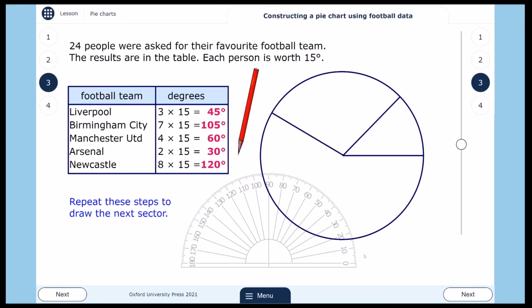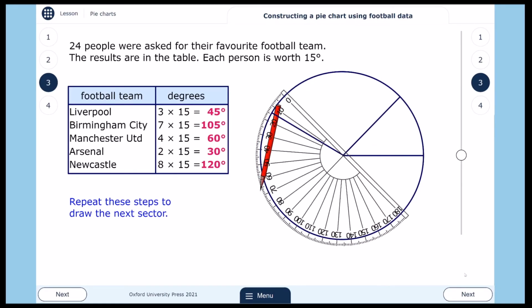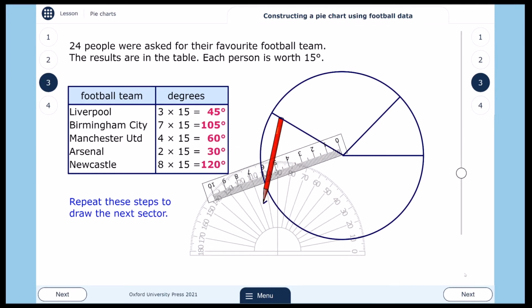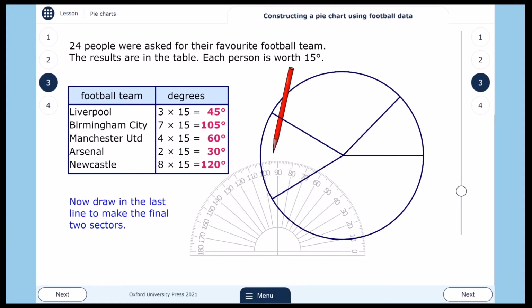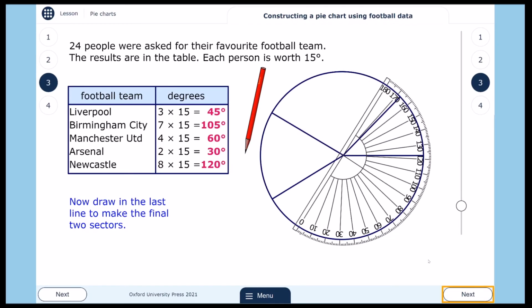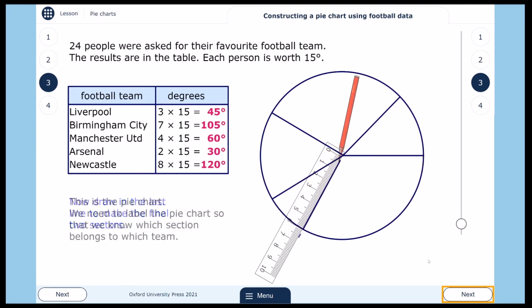We can do the same thing for Manchester United and the 60 degree section. So rotate our protractor, mark 60, and draw the line from the centre to this mark. We can repeat this one last time for Arsenal, which is 30 degrees, and that will give us all of the sectors of our pie chart. So rotate your protractor, measure from 0 to 30, and draw the line from the centre to the mark you've made. This is your completed pie chart.